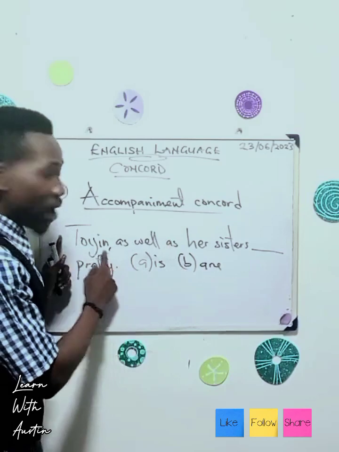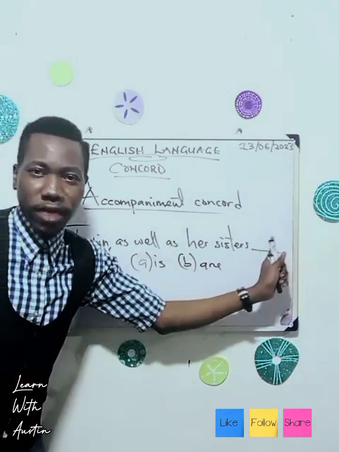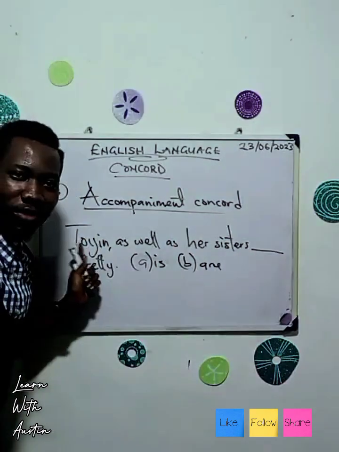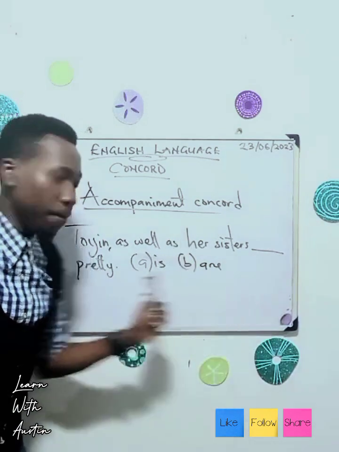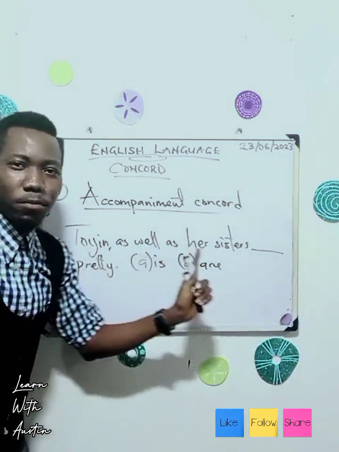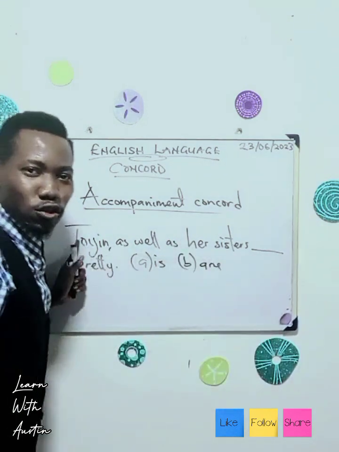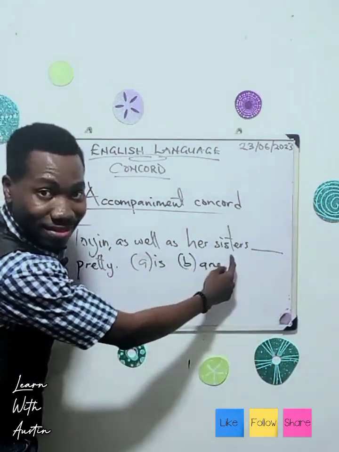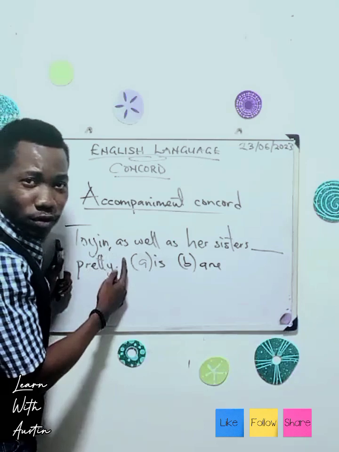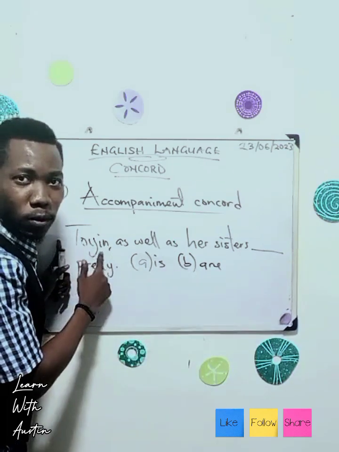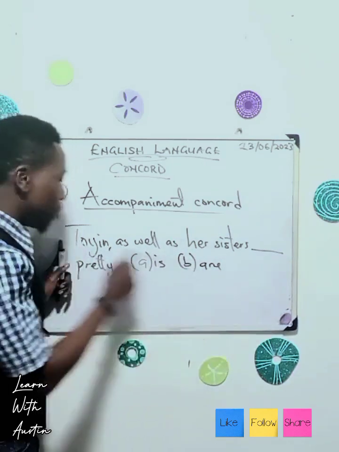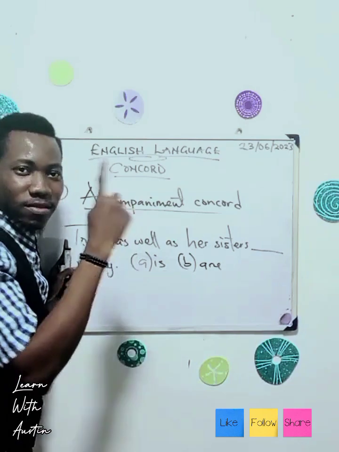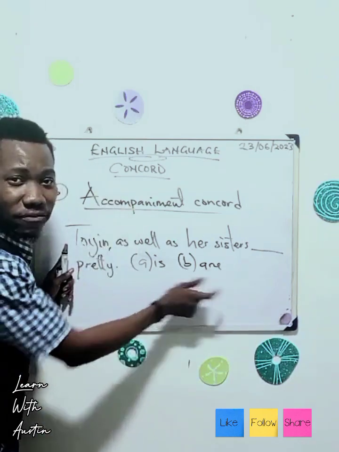Now, whatever you have here will determine what your verb will be. If this is singular, then your verb will be singular, and if this is plural, your verb will be plural. If this is the children, or the children as well as their parents, because the children is plural, then your verb also has to be plural. But in this case, Tony is one person, singular. So automatically, our verb has to be singular.